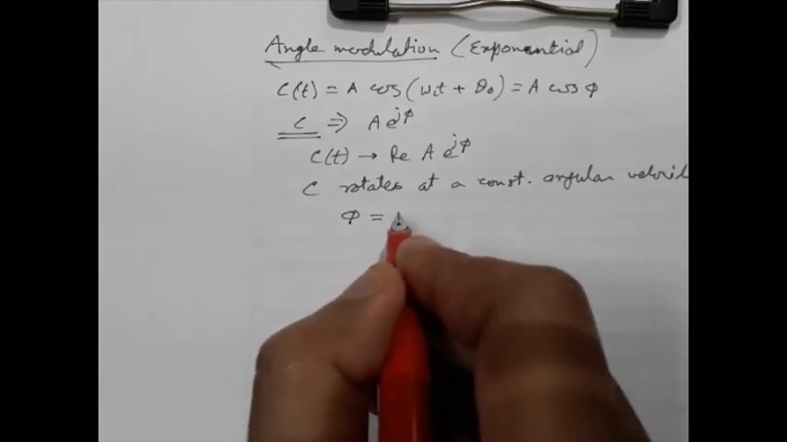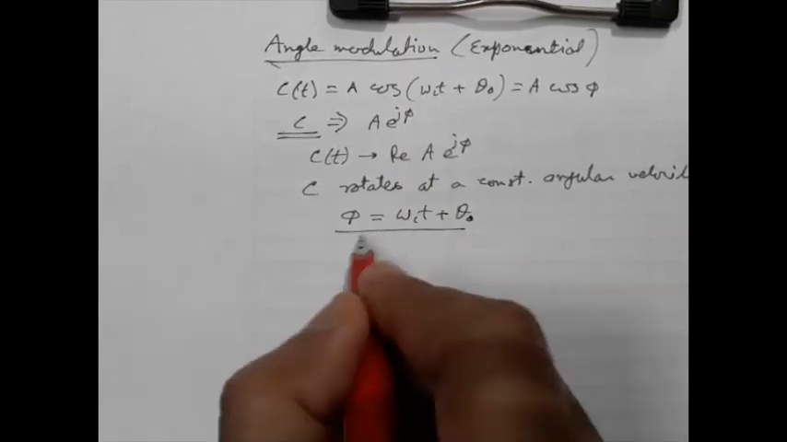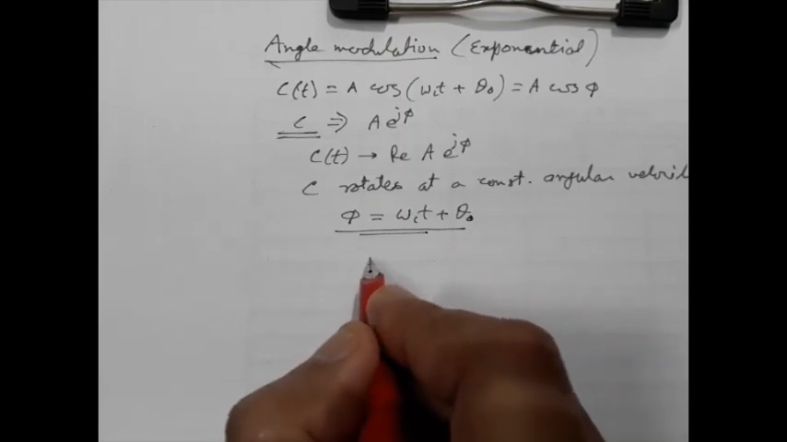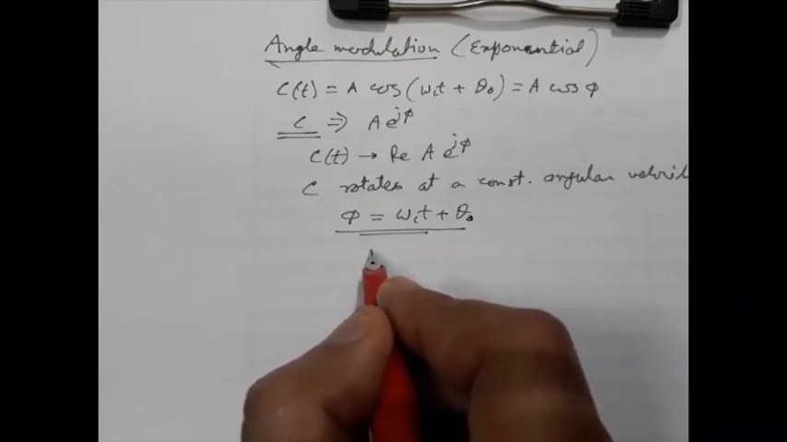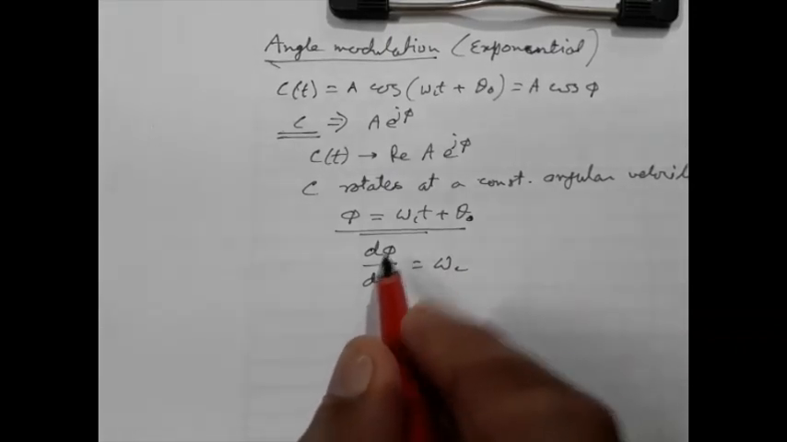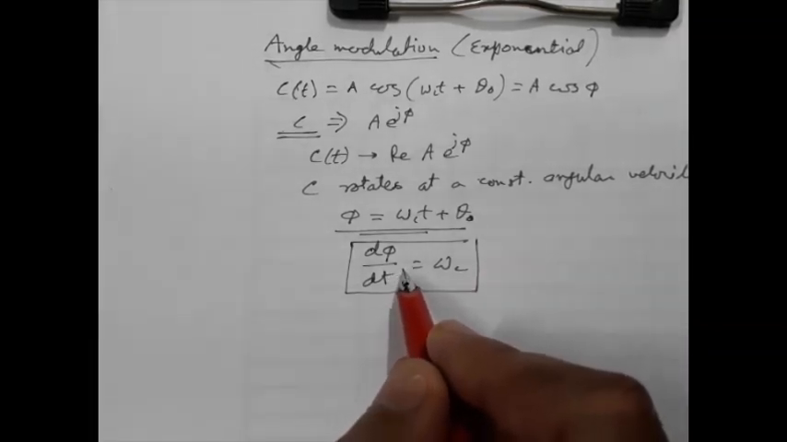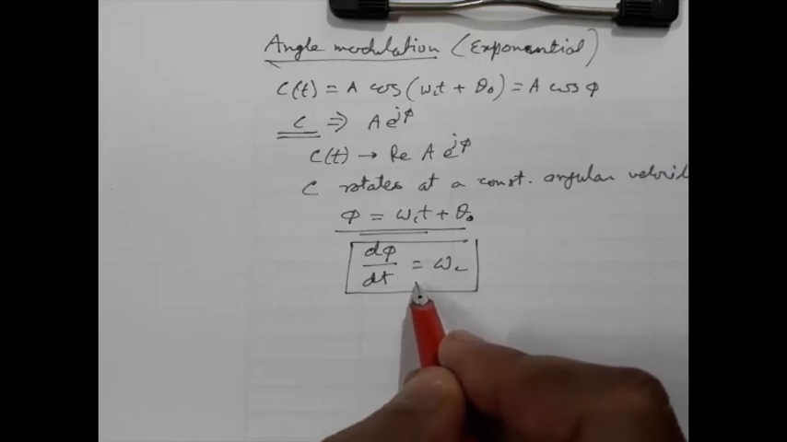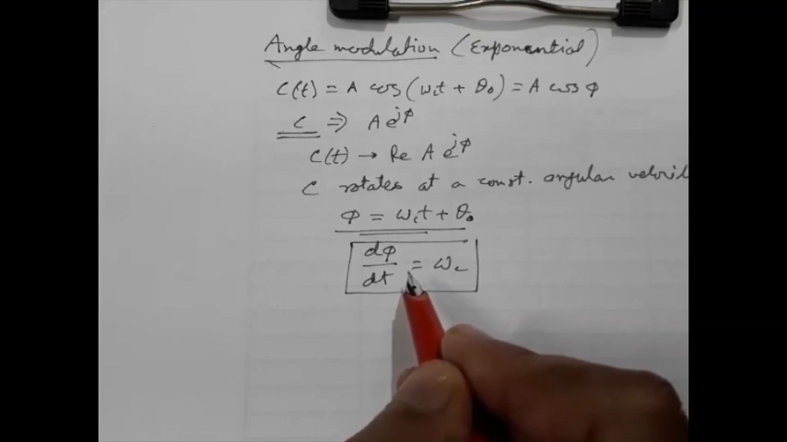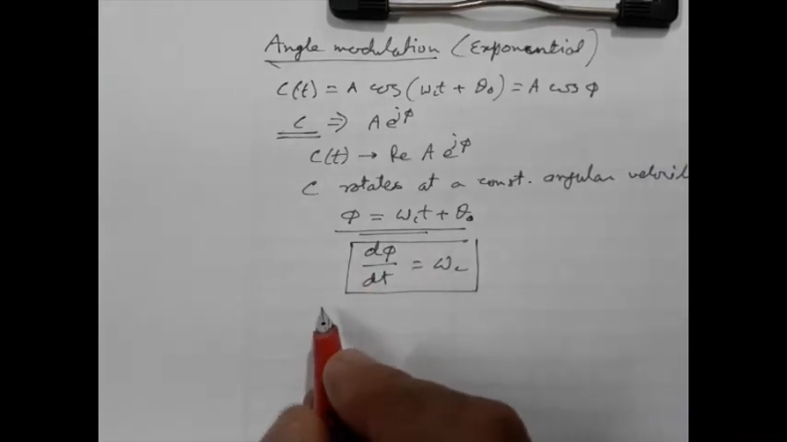Now phi is equal to omega c t plus theta 0. If we differentiate with respect to time, we can write d phi by dt equal to omega c. And this is very important. For an unmodulated carrier, d phi by dt is constant. But in general, this may vary with time. Therefore, the angular velocity of the phasor C would also vary with time. This time-dependent angular velocity or angular frequency is known as instantaneous angular frequency.